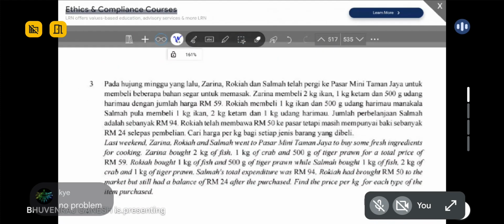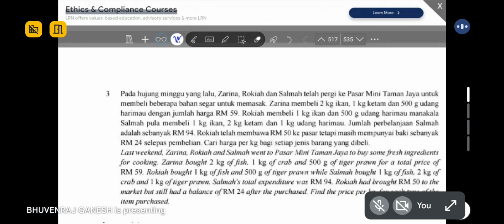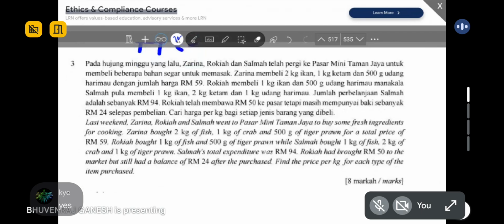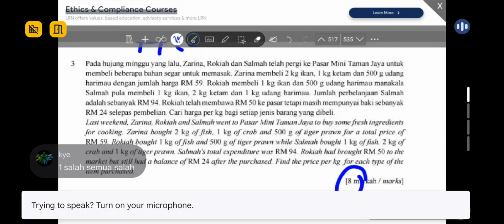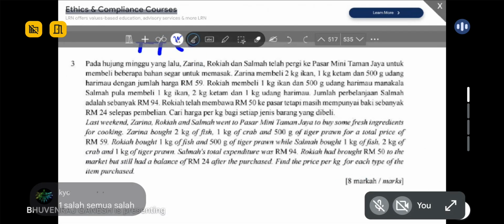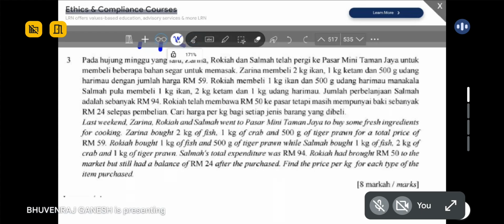All right. So next one, your favorite chapter, guys. Form 4, chapter 3, simultaneous equation. Persamaan serentak. Okay, this one is a must score. Must score 8 marks. This one. Okay. Satu salah, semua salah. Yes. Your equation very important.